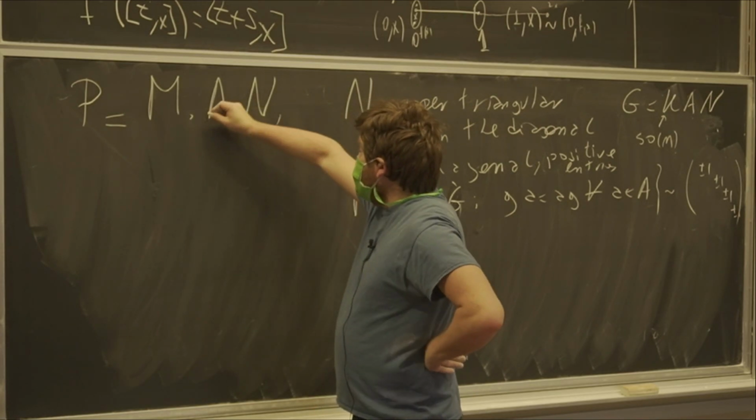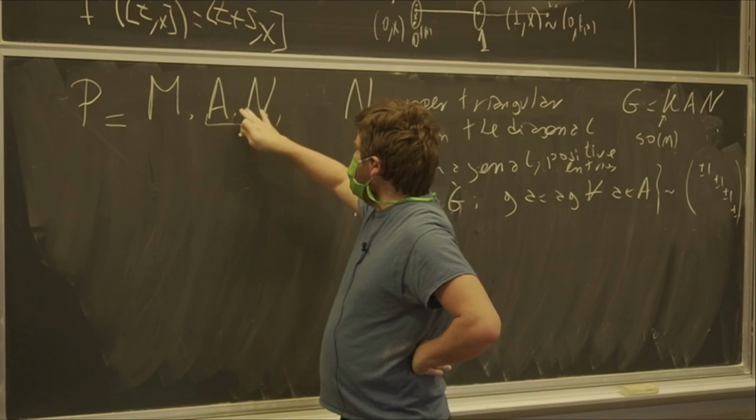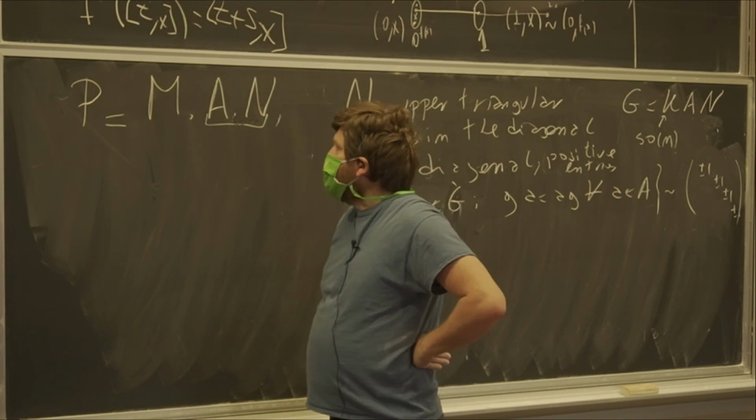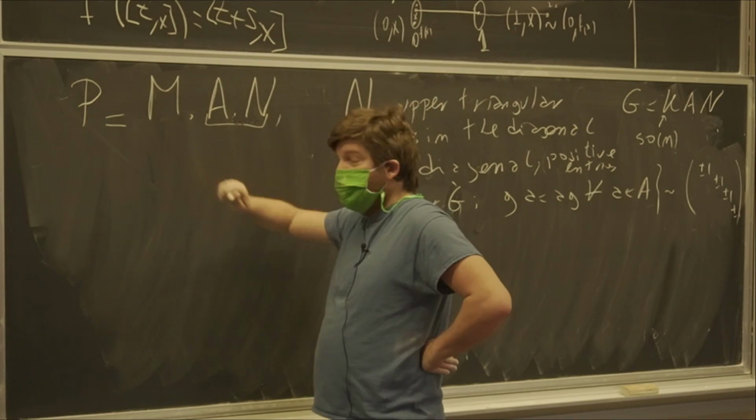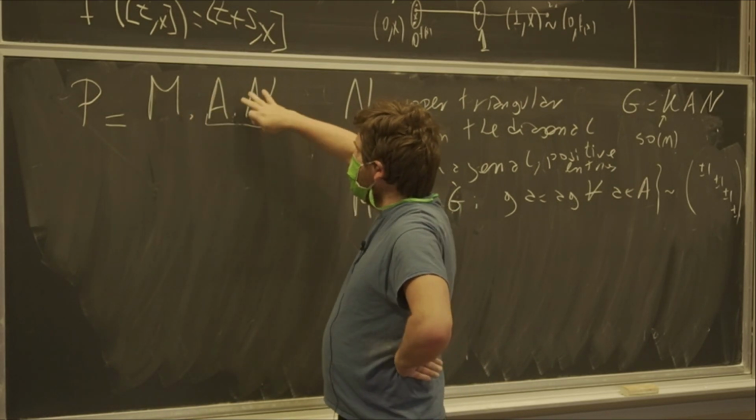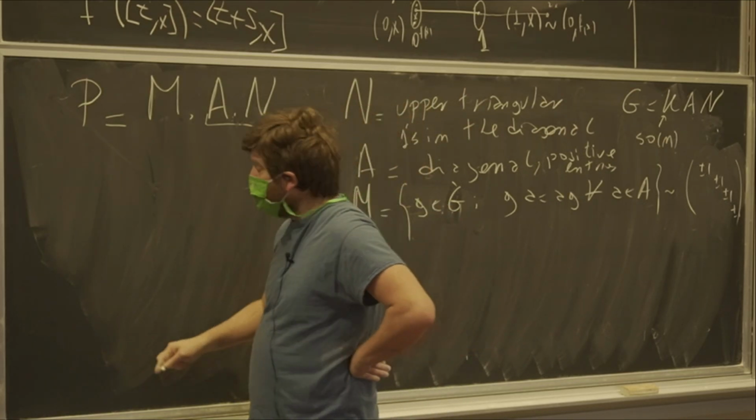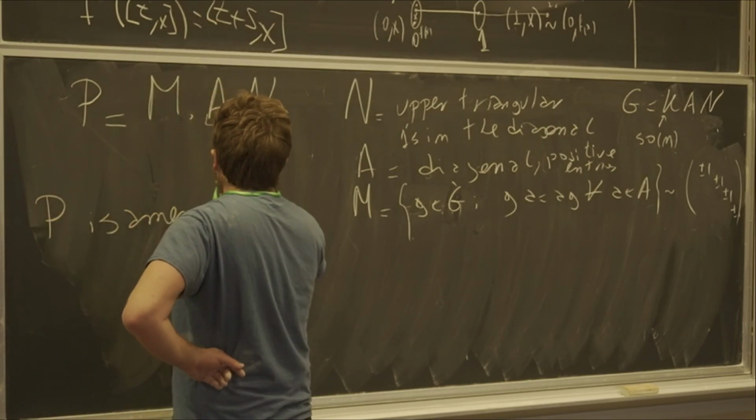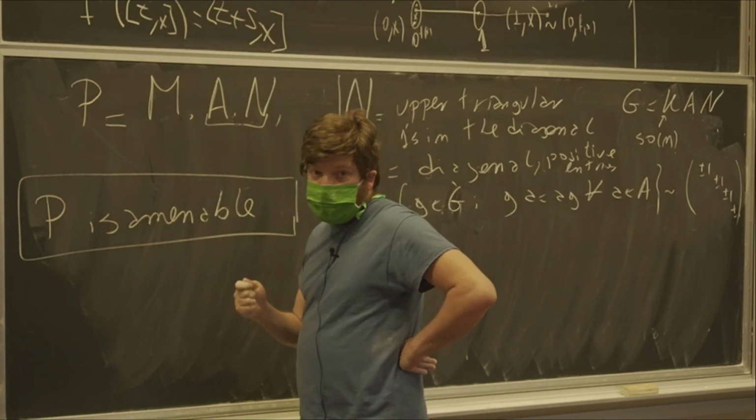Okay, now A times N is solvable because actually A times N bracket A times N gives you the N, and N is nilpotent, and M is compact. It's finite in particular. So since you have this finite extension of solvable, we still get amenable. So P is amenable, which means that I can average on P.